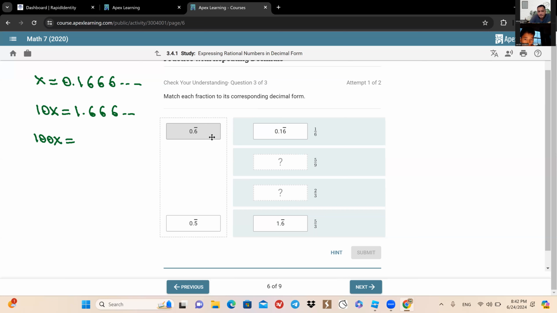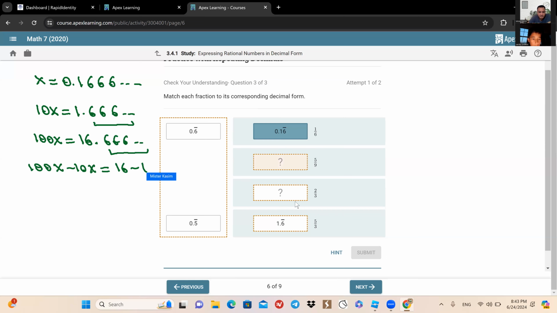That's going to be 16.666, right? Because we shift this decimal point to the right 2 units. And now if you look after the decimal point, this part is the same. So if you subtract the first equation from the second one, I have here 100x minus 10x. On the right-hand side, the 666 is gone. So what do we have here? 100x minus 10x is equal to 90x.